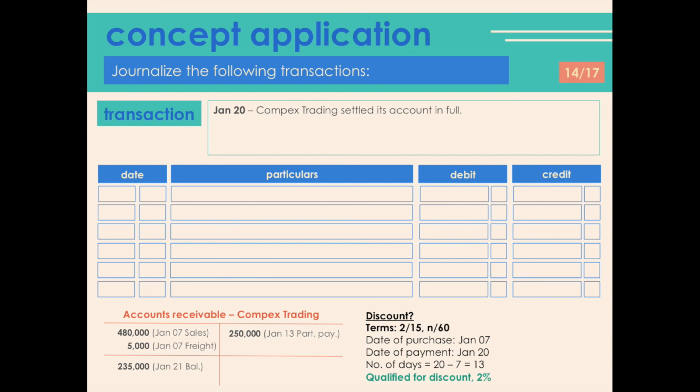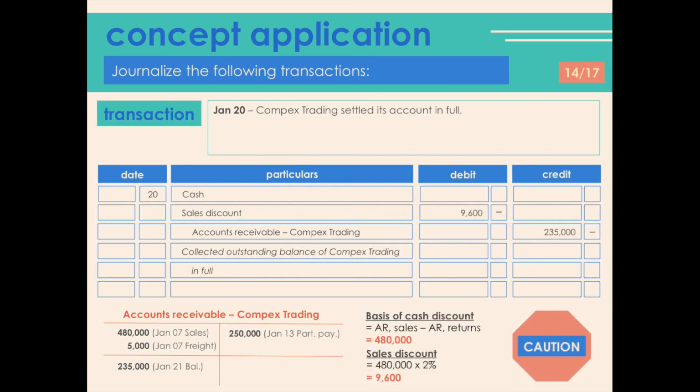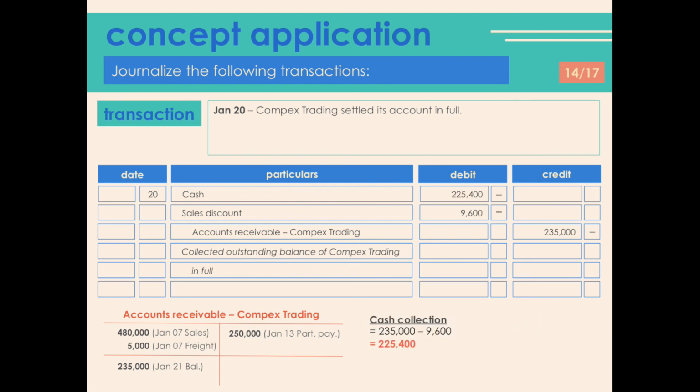The entry therefore is a debit to cash, a debit to sales discount, and a credit to accounts receivable. Now let's compute for the basis of the cash discount. The basis of the cash discount would be the total amount of receivables, excluding receivables relating to freight, less any returns and allowances. In this case, there are no returns, so the basis would be 480,000 pesos. Multiplying the amount by 2%, we get a cash discount of 9,600 pesos. We deduct the discount from the total receivables to get the cash collection of 225,400 pesos.